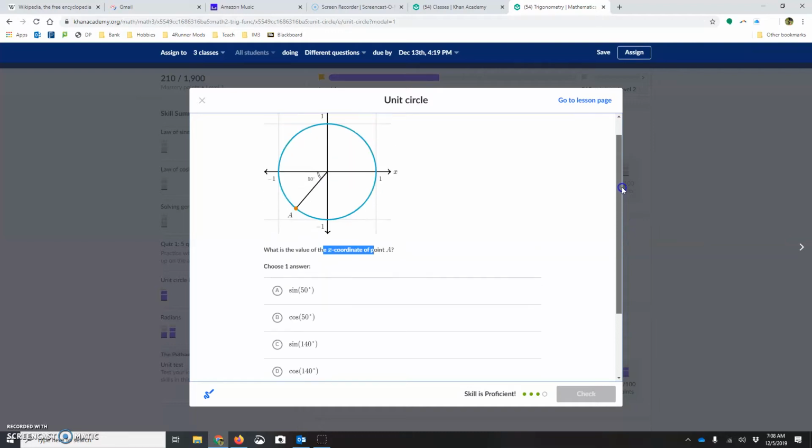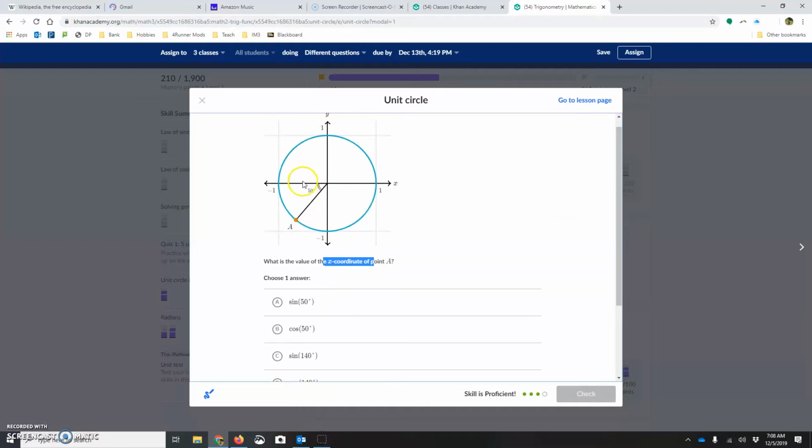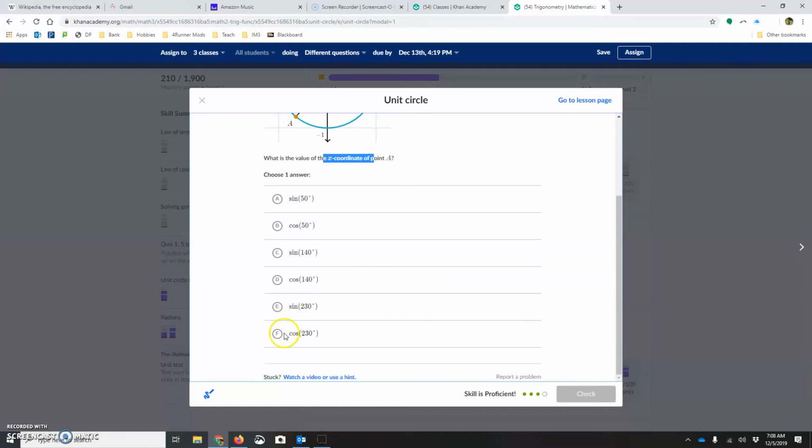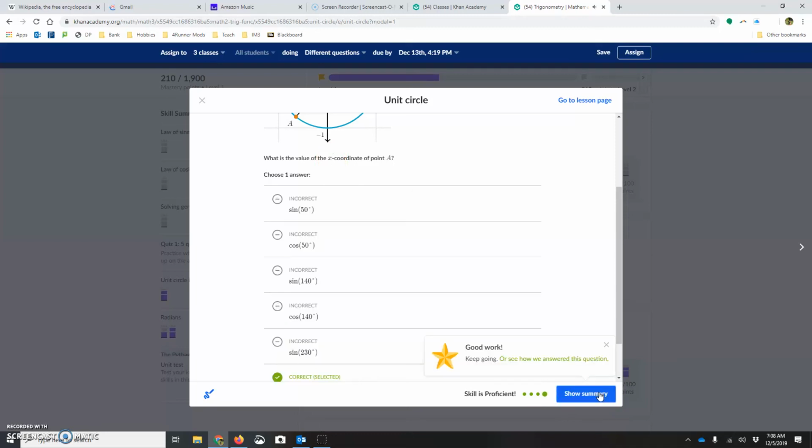Now we just have to figure out what degree measure that is. Well, we have 50 degrees from our y-axis coming down. So if we go 0 to 90, 90 to 180, 180 plus this 50 is 230. So it looks like it's going to be F. Remember, cosine is x, and our angle is 230. And we are done.